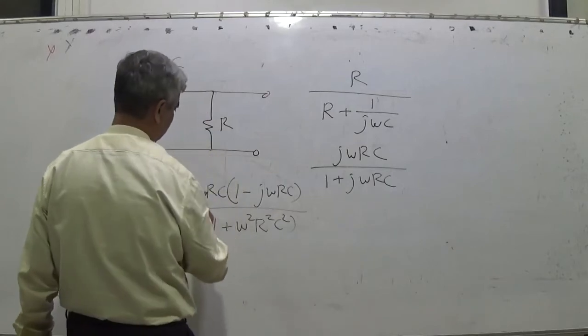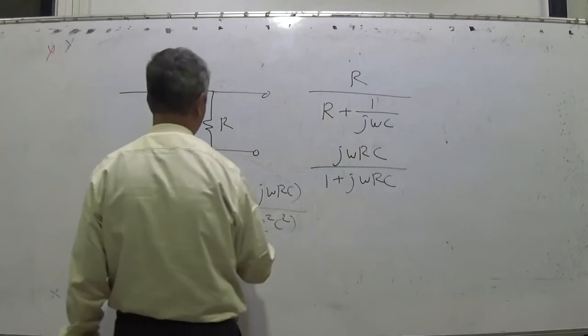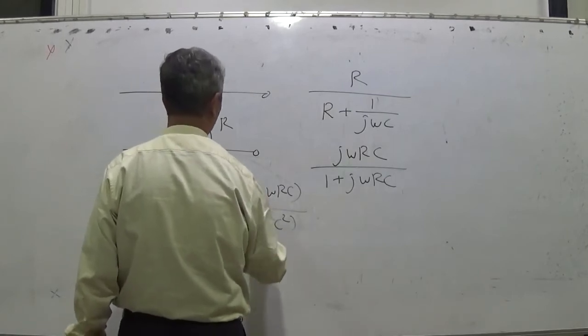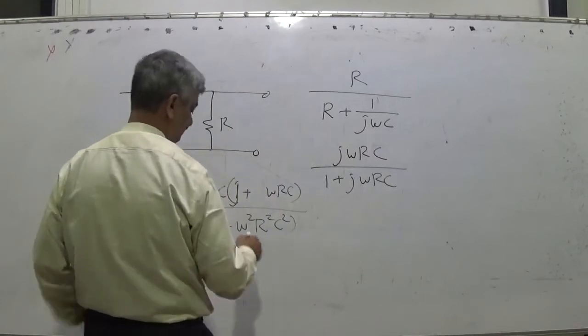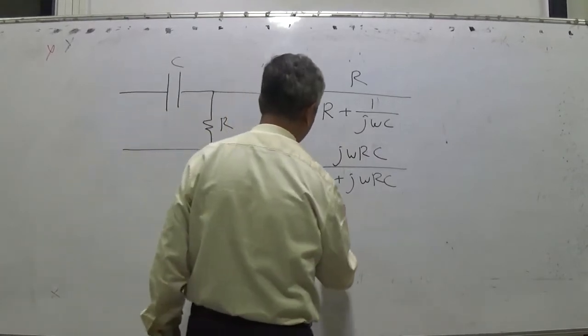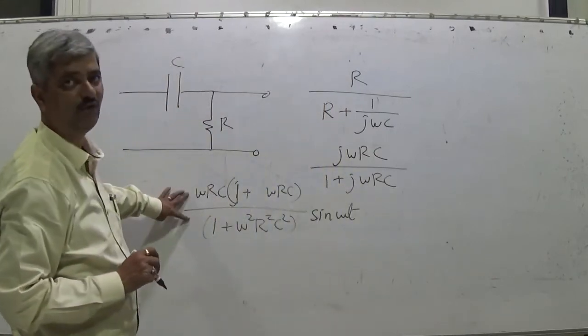And this you can multiply inside. So when you multiply inside, you get omega RC plus j omega RC here, into sin omega t. So this would be a high pass filter, and you can design the cutoff frequency for the same.